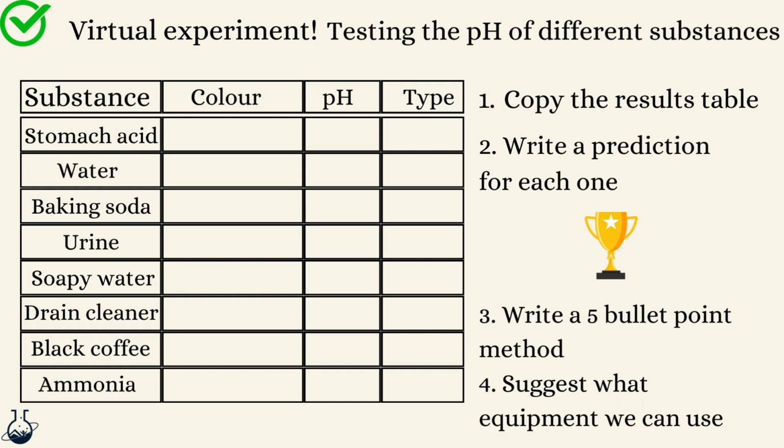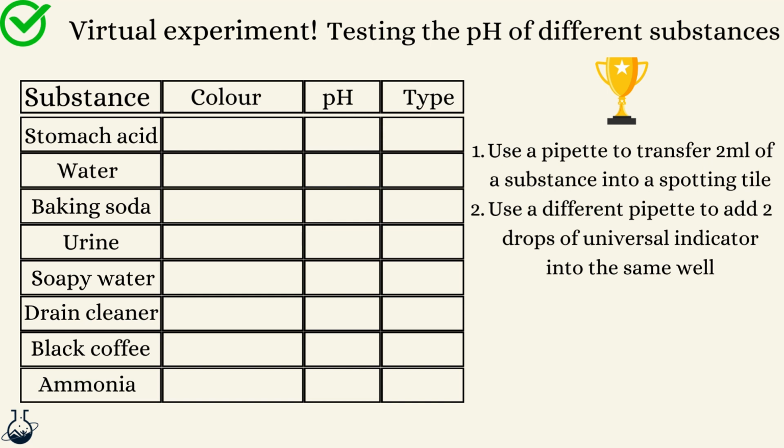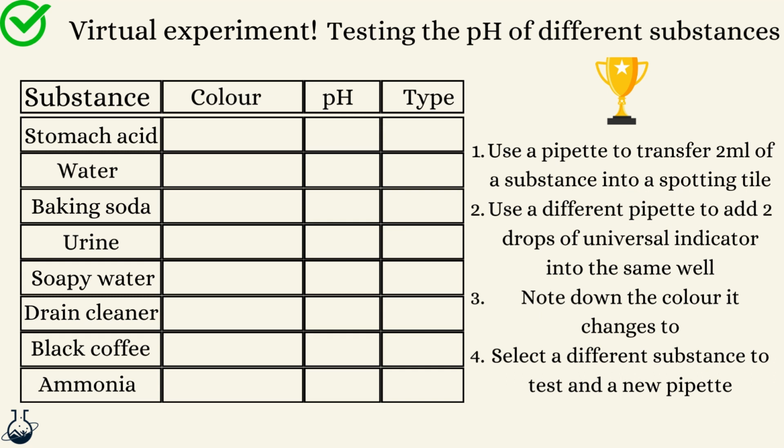Okay, so first of all, we should have the results table copied onto a sheet of paper with a prediction of what you think each substance might be. In terms of a method, it could look something like this. Use a pipette to transfer 2 millilitres of a substance into a spotting tile. Use a different pipette to add 2 drops of universal indicator into the same well. Using a different pipette is important to avoid contamination. Note down the colour that it changes to, and select a different substance to test and a new pipette. You can then repeat steps 1 to 3 for the rest.